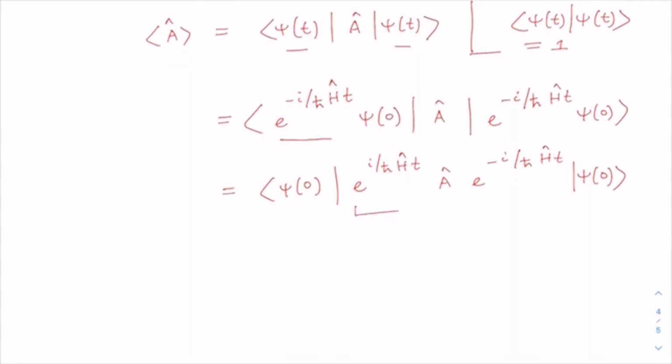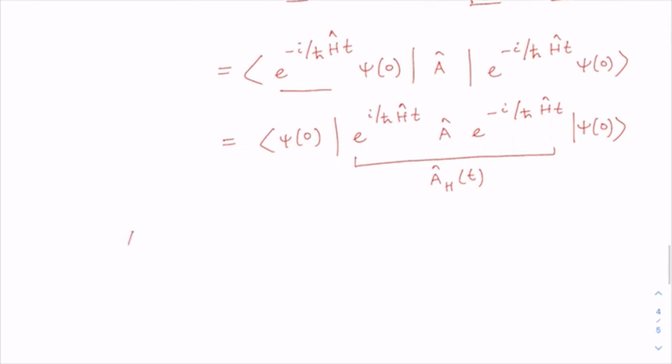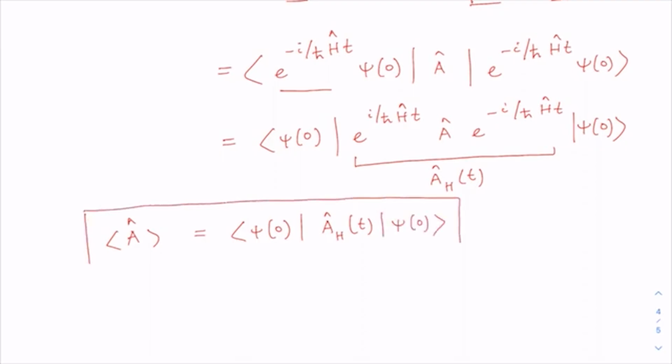And now, if I define a new operator A_H, as you can see, the time dependency is now put into the operator while the wave function is now becoming time independent. Then the expectation value of the operator A can be worked out by using this relation. In fact, nothing is getting changed, only the interpretation is changing, whether you work in the Heisenberg picture or in the Schrodinger picture.